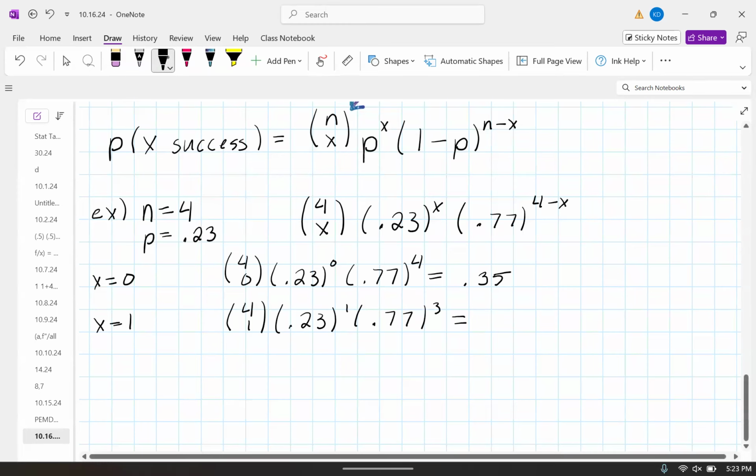Depending on your calculator, you can put this in all as 1. Just be very careful with your parentheses. That's what I'm gonna do, though I know 4 choose 1 is 4. No, it's the combinations, the nCr button.